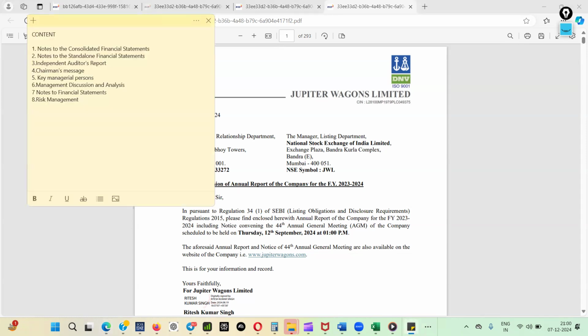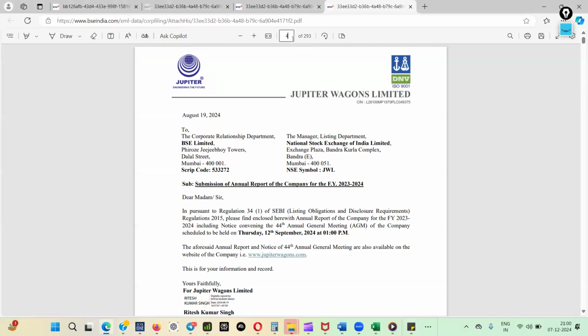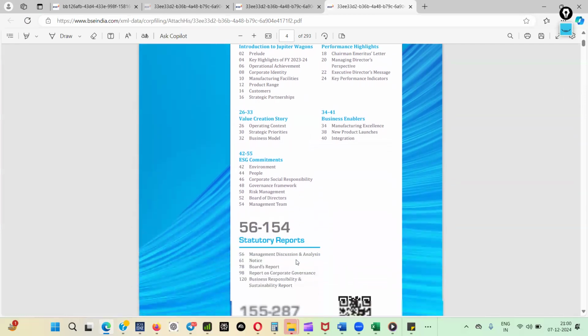These are the contents one should follow, one of the important parts of the annual report. See, the first page is talking about the AGM, so you can ignore that. Then it will come to the page where the table of contents will be. In the table of contents, you will get the chairman's message. This is the most important part of the entire annual report. One is the chairman's message, another is the management discussion and analysis.